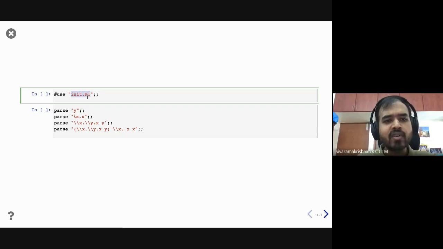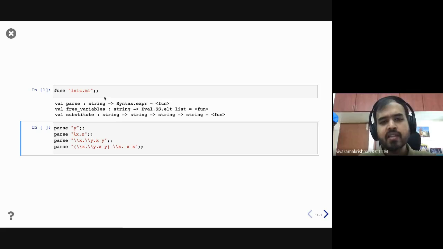I'm just loading that file and executing whatever OCaml is in that file using use. When I run that, I bring 3 functions into scope. That file has 3 functions defined. Let's ignore 2 of them for the moment. The first one is parse, and parse is a function that takes a string.